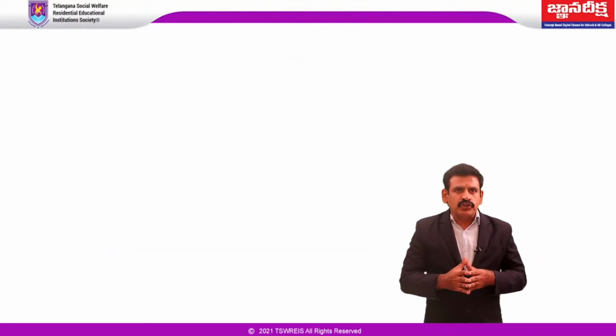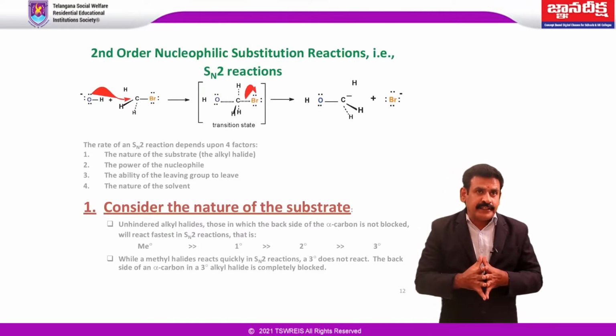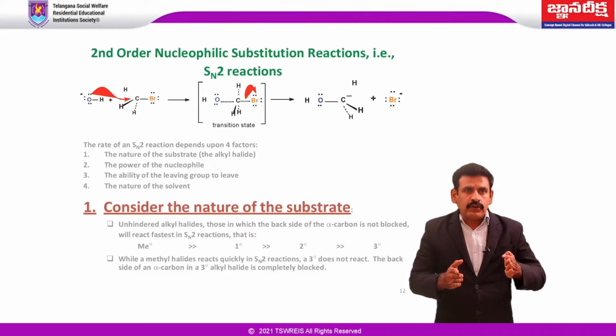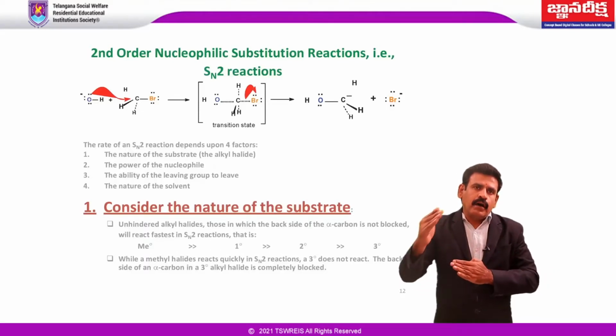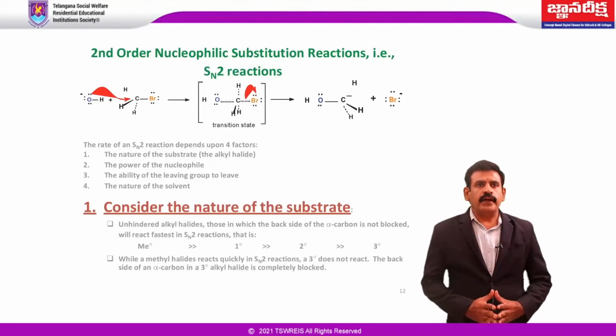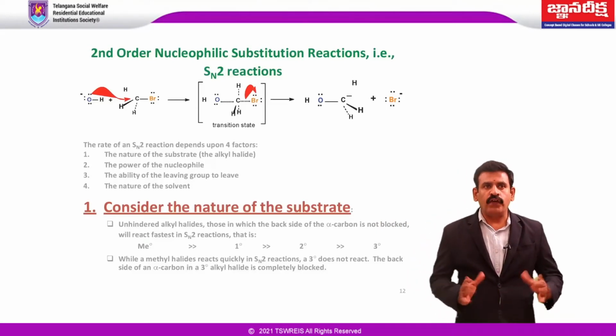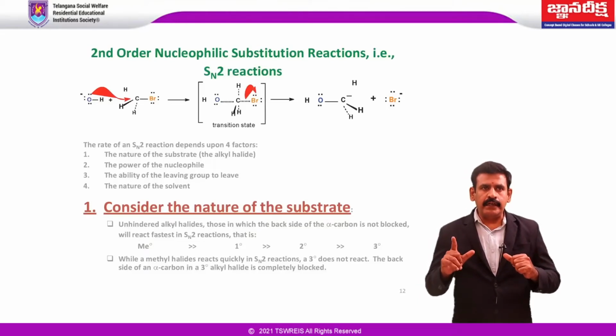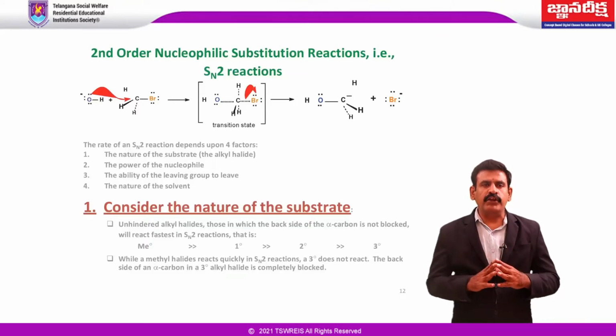Second order nucleophilic substitution reactions, that is SN2 reactions. Here you see the hydroxide ion attacking the alkyl halide, and through the transition state we will get methyl alcohol and bromide ion. See, the rate of an SN2 reaction depends upon four factors: the nature of the substrate, that is the alkyl halide, the power of the nucleophile, the ability of the leaving group to leave, and the nature of the solvent.